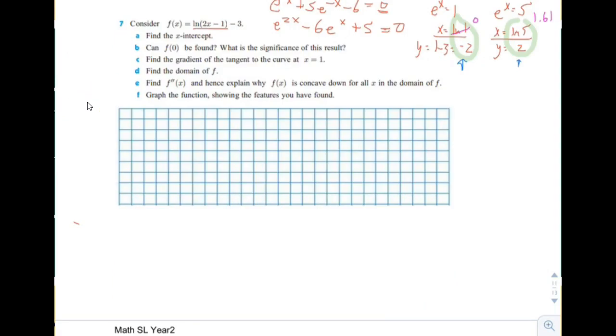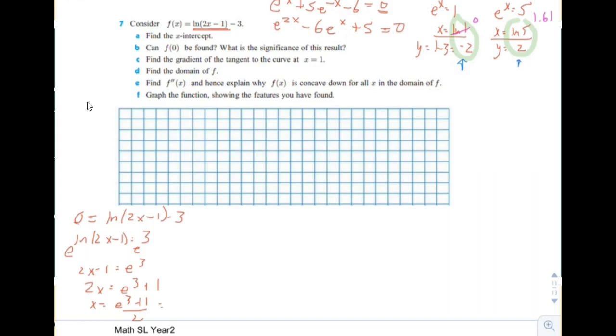First thing they ask us is the x-intercept for this function here. Remember, the x-intercept we find by setting the y value to 0. So let's solve this. Natural log of 2x minus 1 equals 3. E to the that. So we have 2x minus 1 equals e to the third. And then we have 2x equals e to the third plus 1. And we have x equals e to the third plus 1 divided by 2. Okay, and so that is the x-intercept.